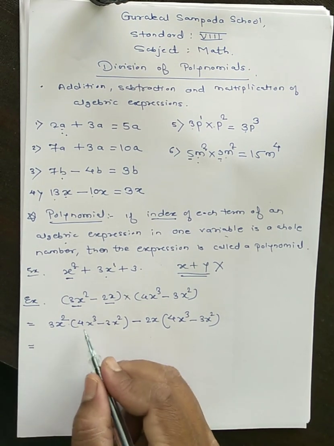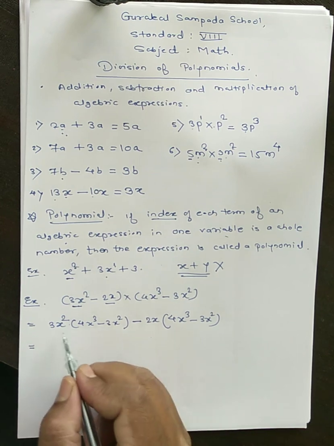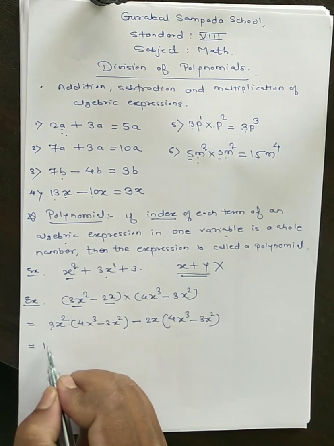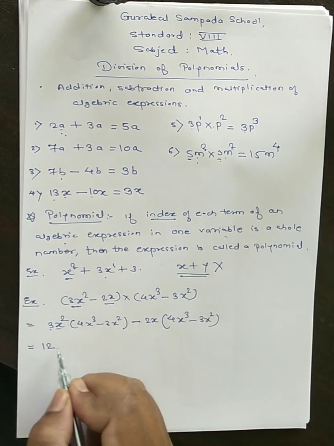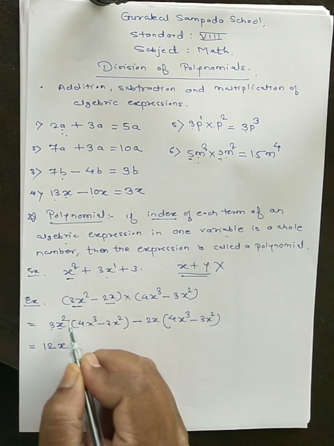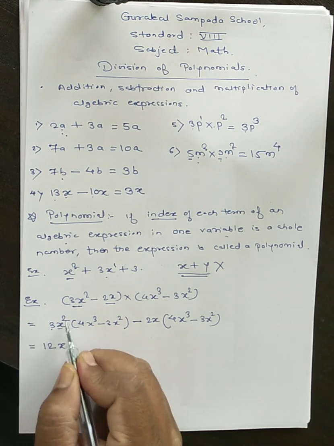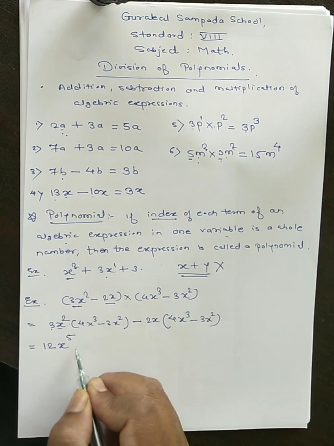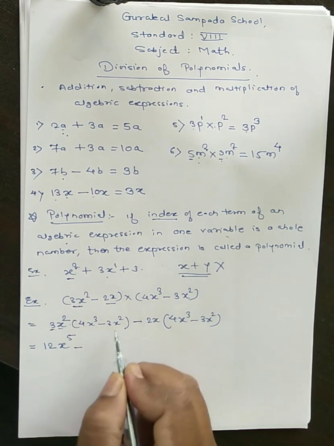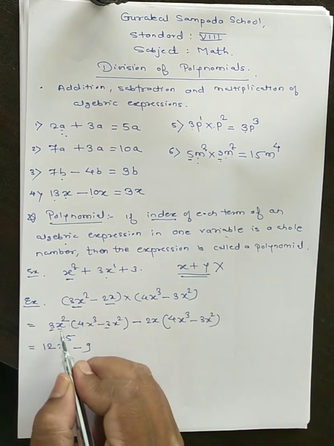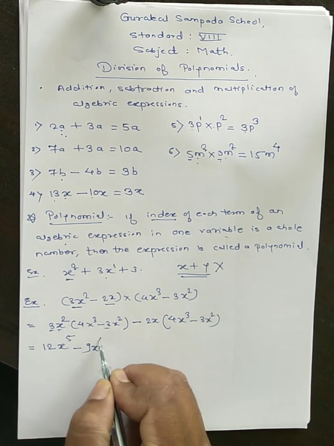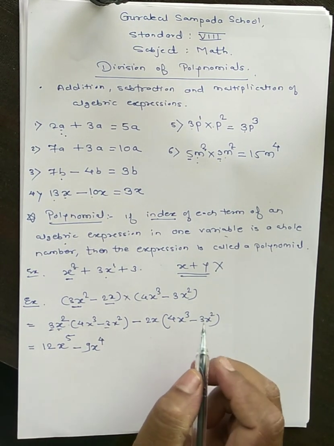Whenever there is a multiplication of two terms containing a variable, first multiply the coefficients, so 3 and 4, so 3 4s are 12. Then the x is there, and in multiplication the powers are added, so x^2 and x^3, so 2 plus 3 is 5. Then again the sign is minus, so 3 3s are 9. Then again the x power is 2 here, so 2 plus 2 is 4, because we are multiplying.